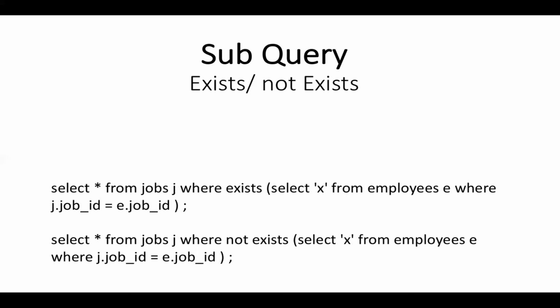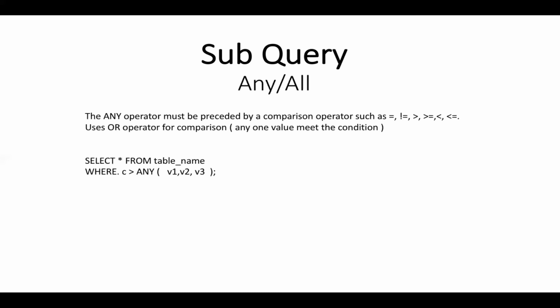Then there is something called ANY. ANY is like EXISTS: if you meet any one of the conditions, it passes through. With ALL, you have to meet all the conditions. If you say ID is equal to 1, 2, 3, it is never going to pass, because the ID is either 1 or 2 or 3.